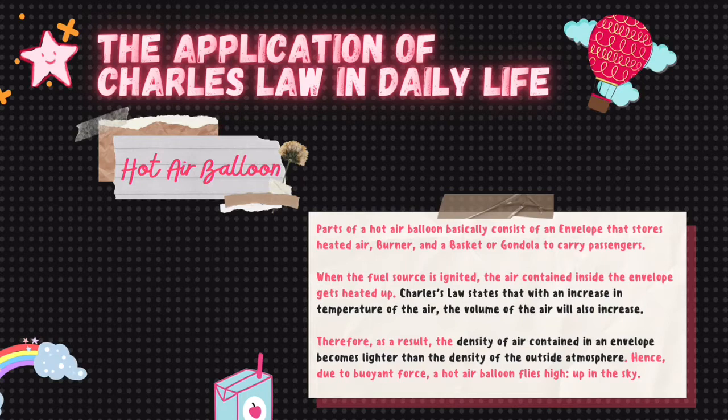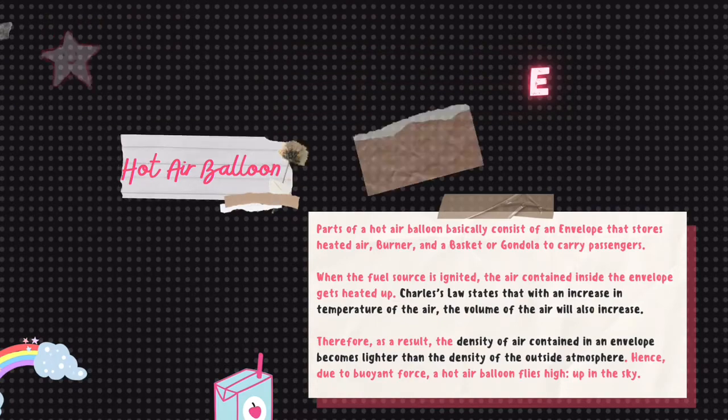When the fuel source is ignited, the air contained inside the envelope gets heated up. Because of Charles' law, the volume of the air will also increase. Therefore, as a result, the density of the air contained in an envelope becomes lighter than the density of the air outside. Hence, due to buoyant force, the hot air balloon flies.